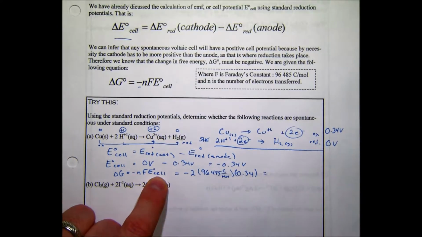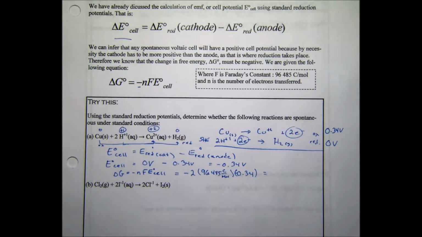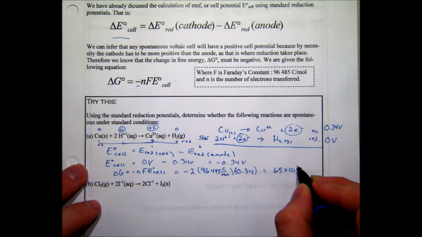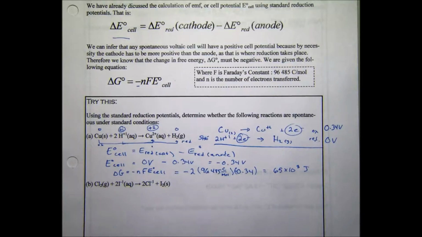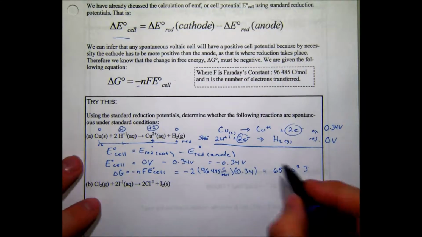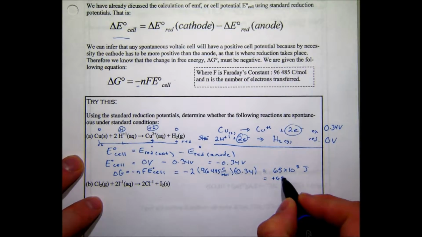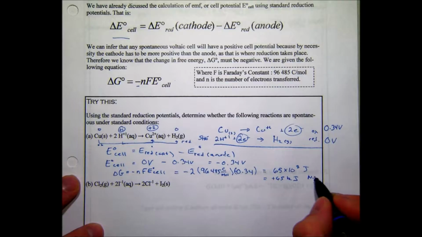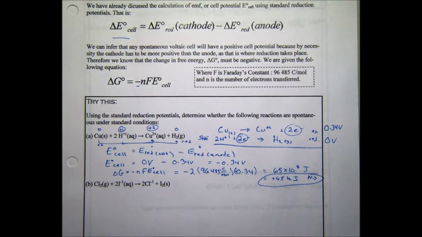negative. So my number here is going to be positive. I have 65 times 10 to the 3 joules. My answer will be in joules, or plus 65 kilojoules. So this is non-spontaneous. Delta G is greater than 0.